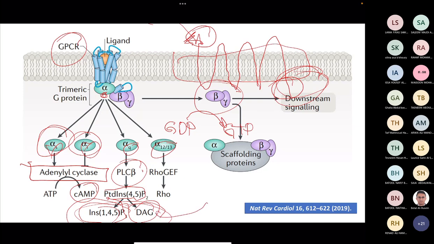And diacylglycerol has functions like activation of protein kinases. Protein kinase is an enzyme that phosphorylates proteins. So protein kinase means phosphorylates proteins. Kinase, phosphorylation of protein. Phosphatase, removal of phosphate from proteins.